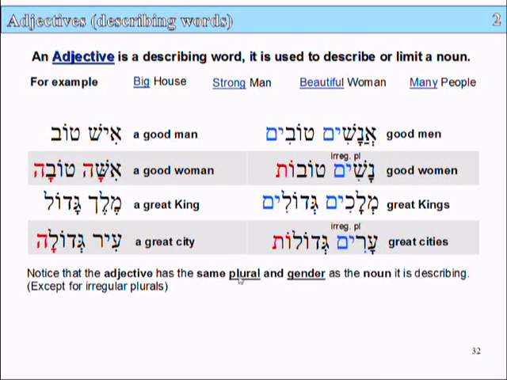Notice that the adjective has the same plural and gender as the noun it is describing. So we have the same gender here, same gender here, same gender here. And we would have the same gender here, but this just happens to be one of those strange exceptions. Same gender here, same gender here. And we would have the same gender here, but there's just an exception.